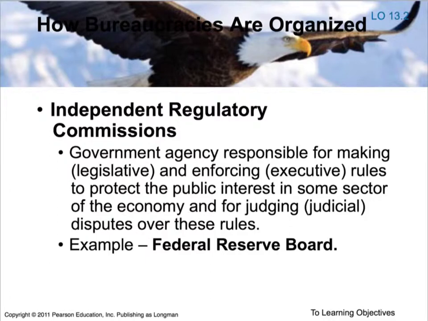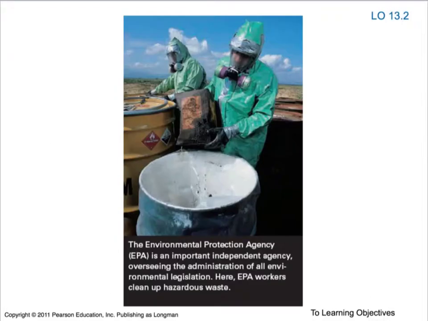Independent regulatory commissions are government agencies responsible for making legislative rules and enforcing them. So they make and enforce rules to protect the public interest. The Food and Drug Administration and the National Aeronautics and Space Administration are examples. The Environmental Protection Administration, they're supposed to be there for the public interest in some sector of the economy and for judging judicial disputes over rules. So an example would be the Federal Reserve Board. These are regulatory.